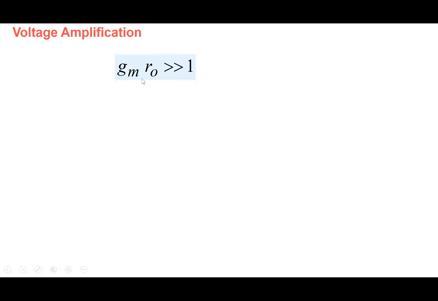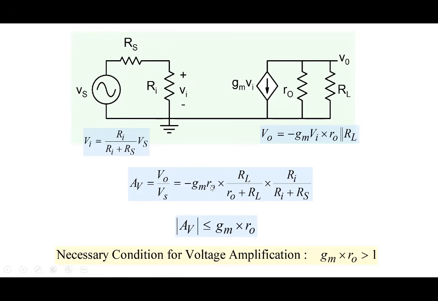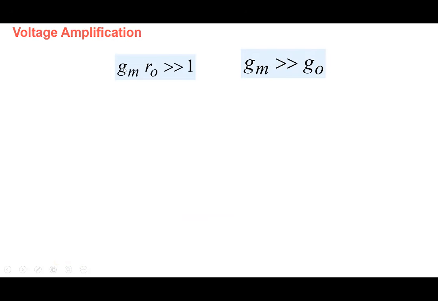So this is the essential condition. If we had a 3-terminal linear device and we wanted to build an amplifier using it, then it's essential that its transconductance multiplied by output resistance must be much larger than 1. Note that the larger this quantity GM R0, the larger the gain that we may be able to obtain. And so GM R0 must be much larger than 1, or we could write it as GM must be much larger than 1 over R0, which is nothing but the output conductance.